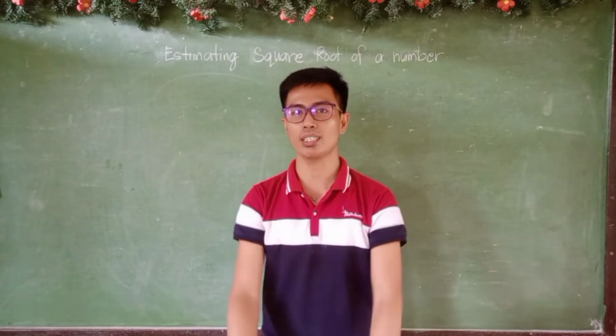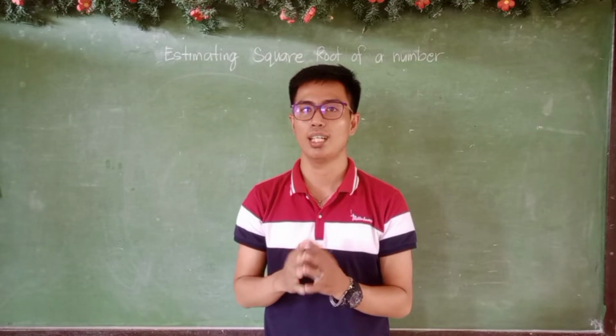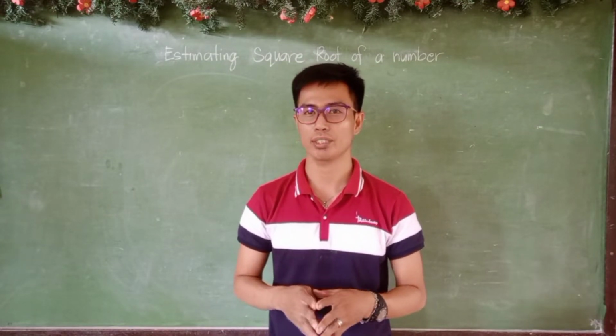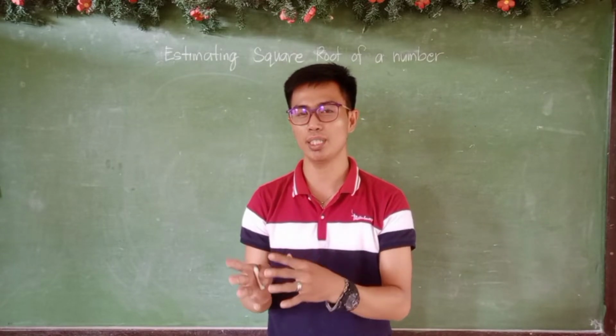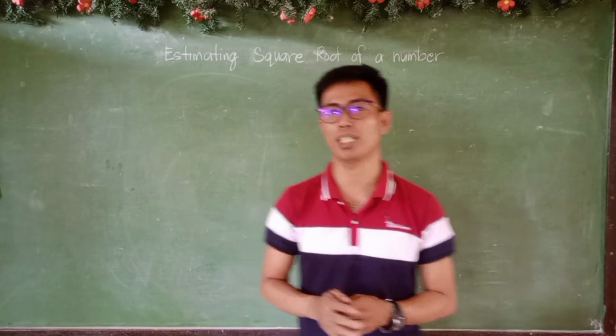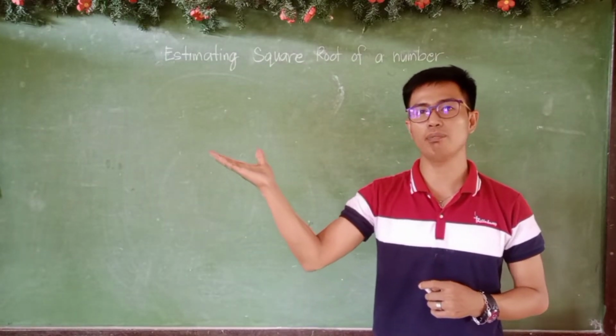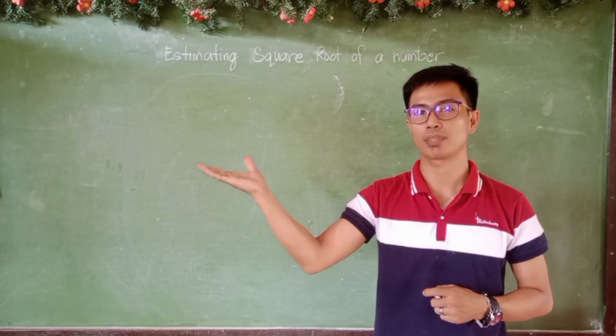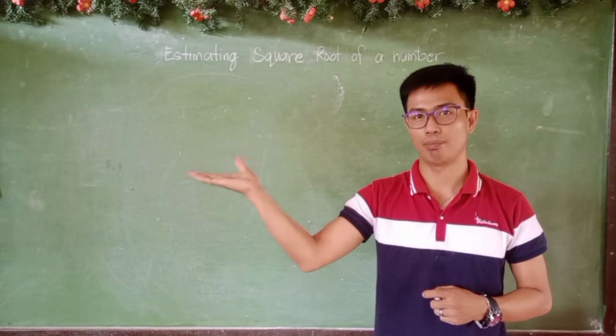So for today's lesson, we're going to discuss how to estimate the square root of a number. But before we proceed with estimating, let us first discuss ano ba yung square root of a number. When we say square root of a number, these are the numbers that when multiplied to itself, the result will be the original number.